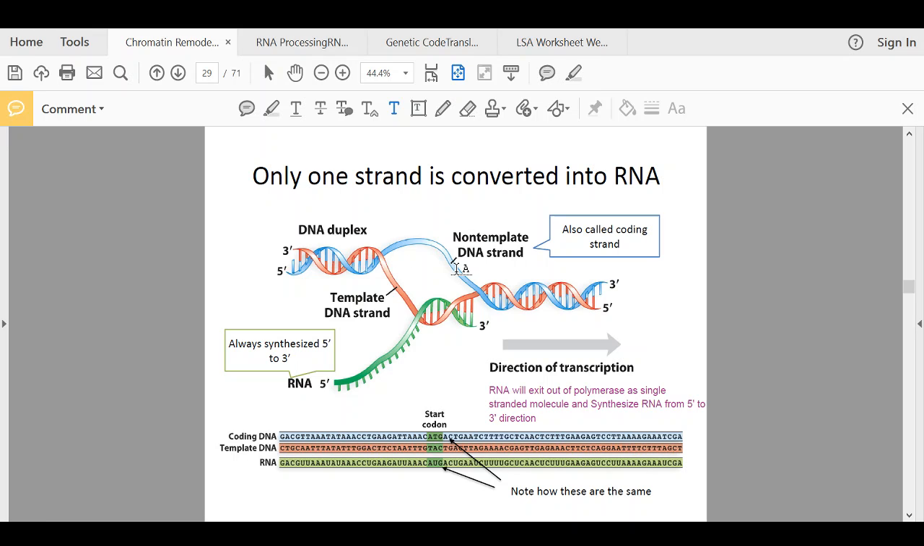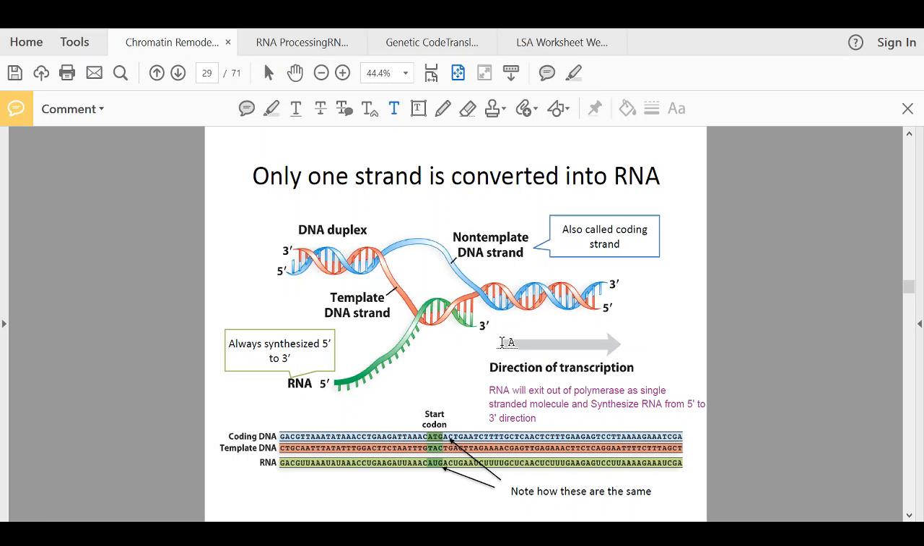RNA is always synthesized from 5' to 3'. Always remember that. We use the template strand, and we synthesize the messenger RNA as we move along in this 5' to 3' direction. The direction of transcription, however, is in this direction, which is 3' to 5'. So we have to distinguish.